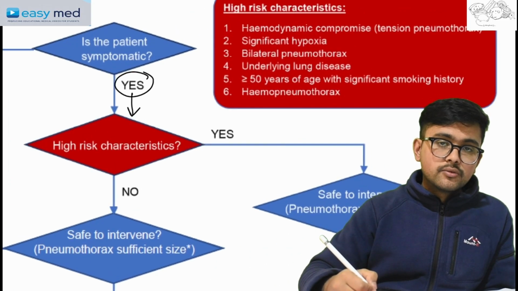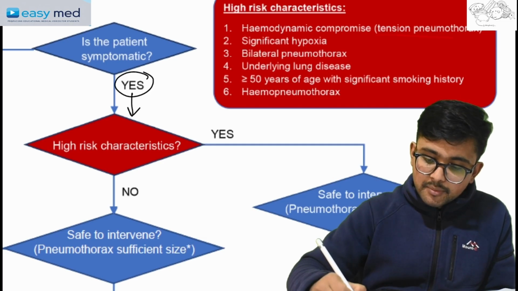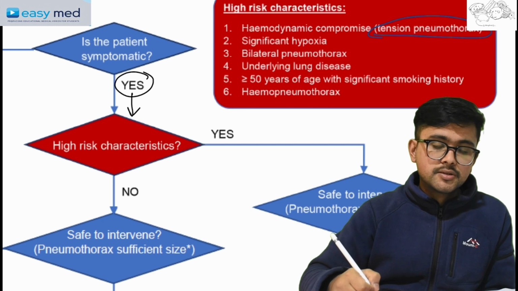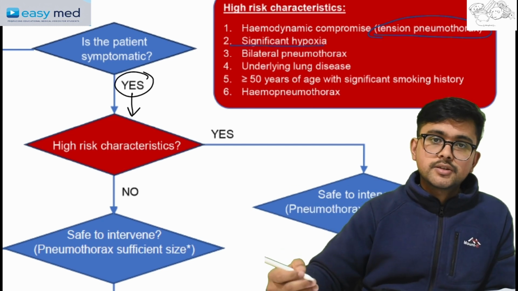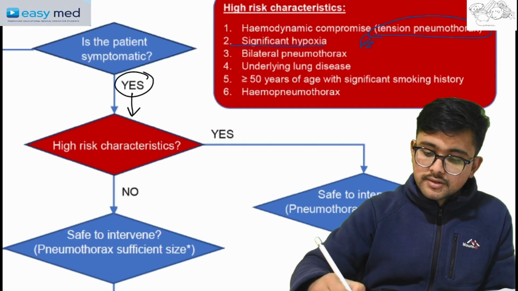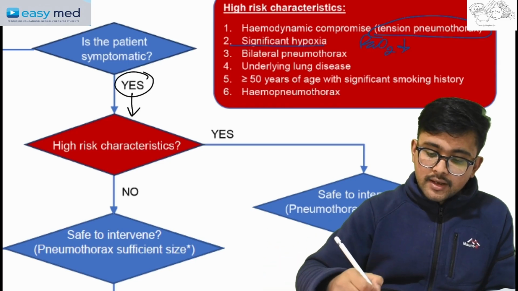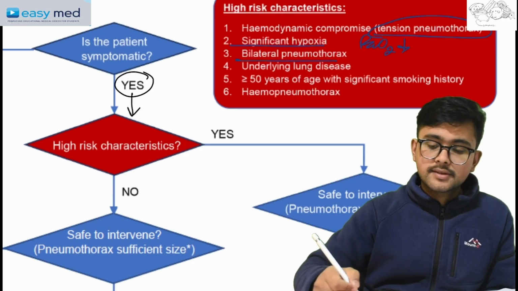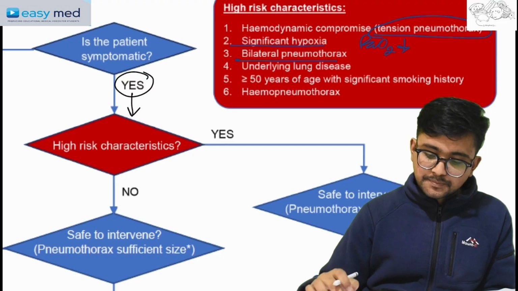Any patient with pneumothorax and hemodynamic compromise, known as tension pneumothorax. So any patient with tension pneumothorax is a high risk patient. Any patient with significant drop in blood oxygen levels, not just saturation, but also in ABG, if the PaO2 is reduced, that patient is a high-risk patient. Like in the previous X-ray that I showed you, if the person has bilateral pneumothorax, that makes this person high-risk because both of the lungs are now in danger.